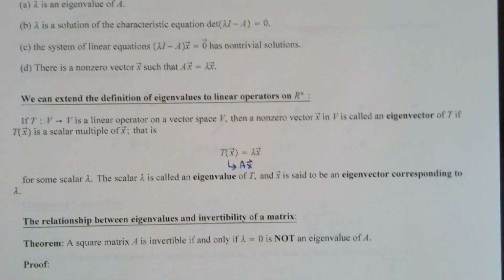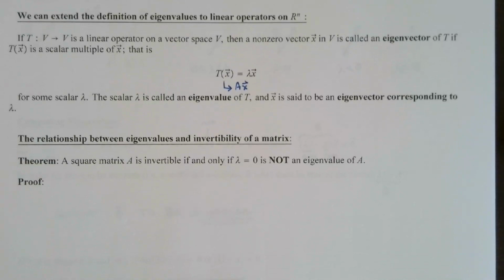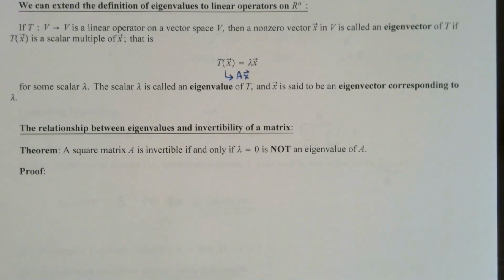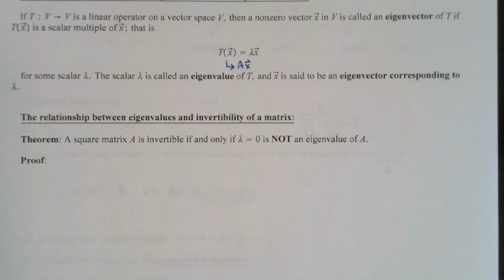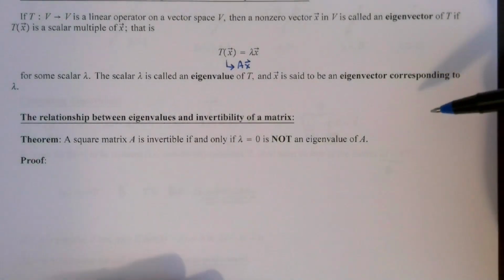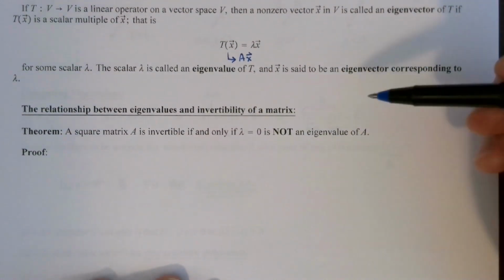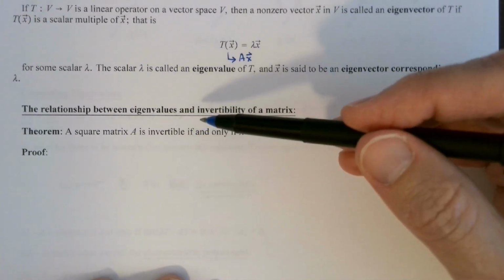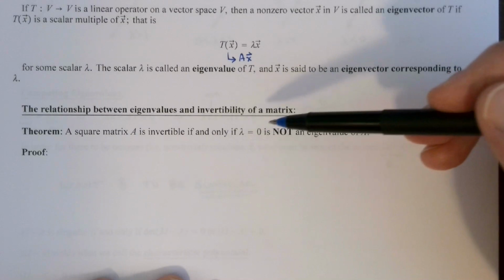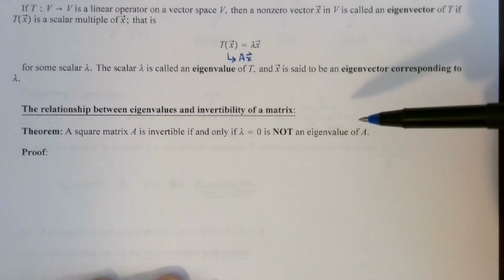Now, let's take a look at the relationship between eigenvalues and the invertibility of a matrix. Take a little time to spend on this. This is important. Remember that long list of equivalent statements? We're going to add another one. If you have a square matrix A that's invertible, that's true if and only if lambda equals 0 is not an eigenvalue of A.